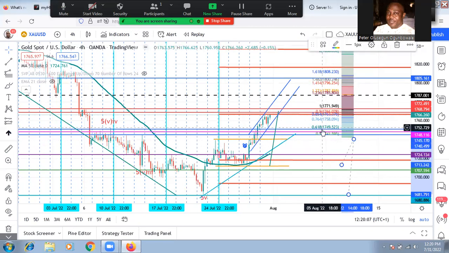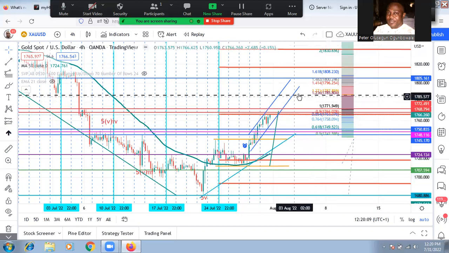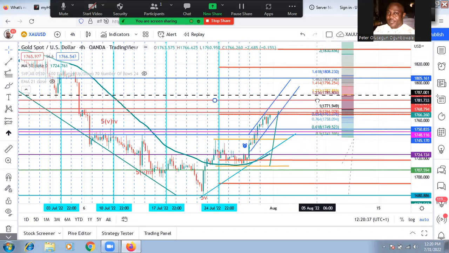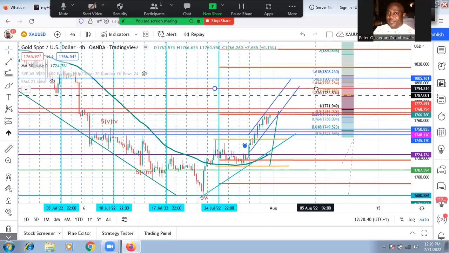Okay, so it's still the same. Taking this black now, that's the area. Let me pick this red. The price is not expected above here. Price is not expected above here.